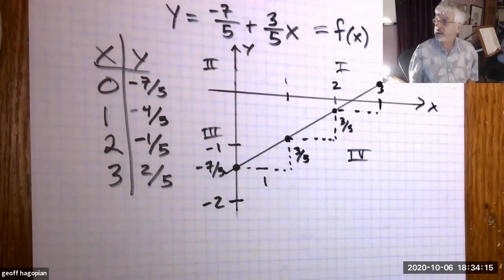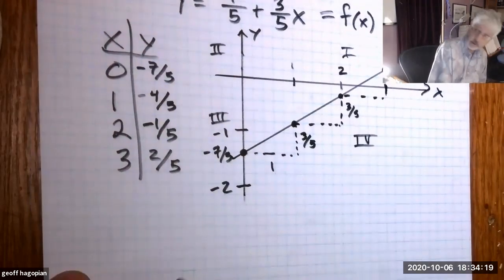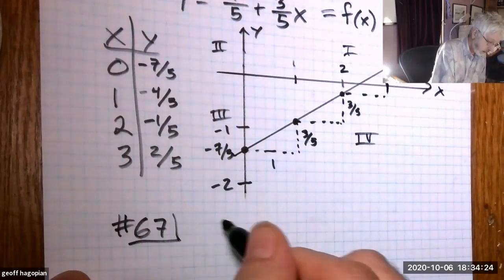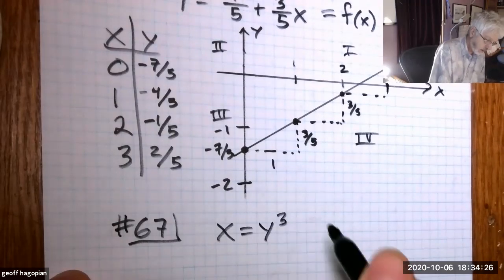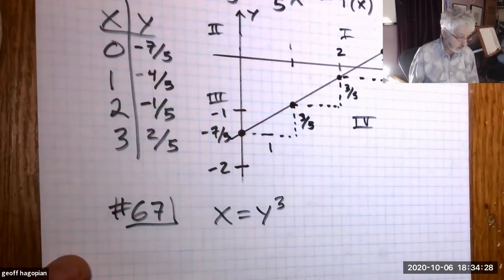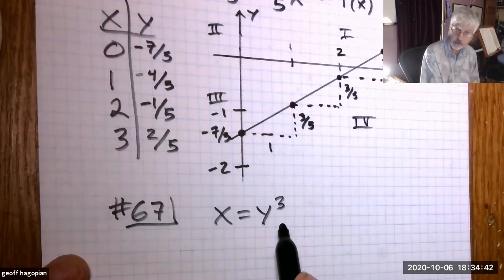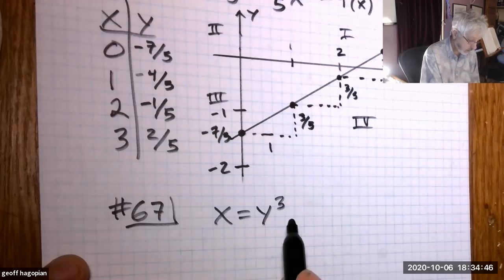Should we pick another one of these? How about x equals y cubed? This is number 67. X equals y cubed. All right. So do we have y as a function of x? No. We do have x as a function of y. Is that okay? Sure. So we could call this f of y. X equals f of y. That's perfectly okay. If you want y as a function of x, can we solve for y here?